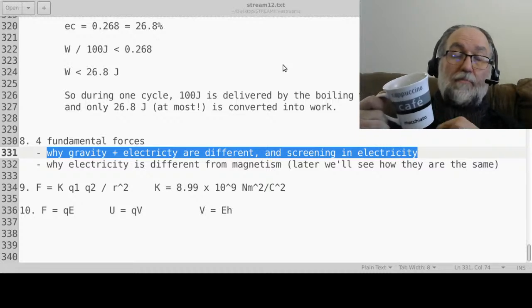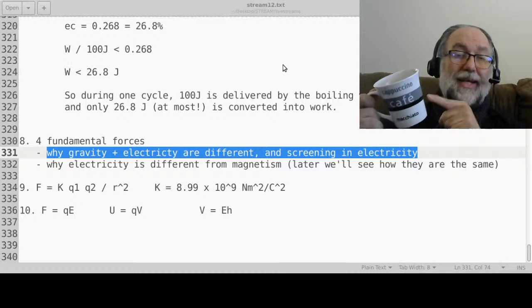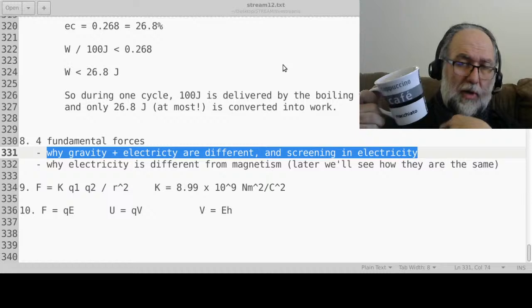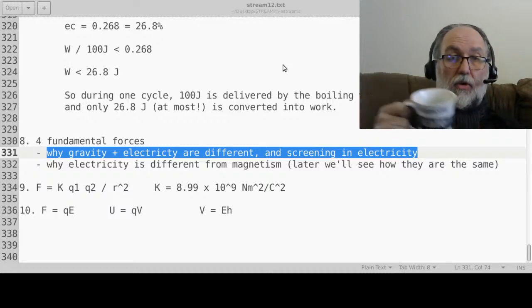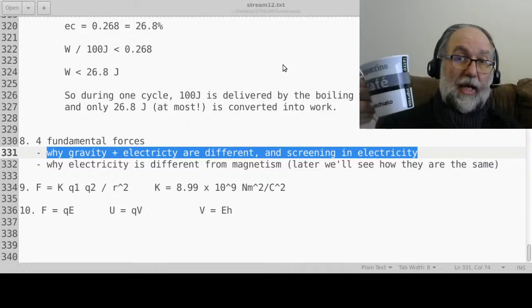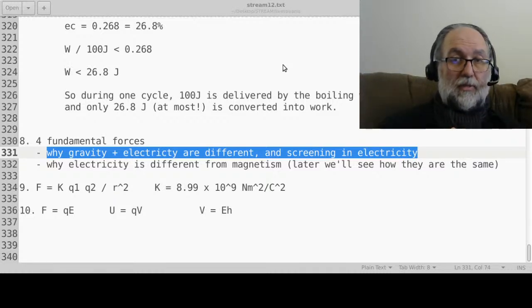And you go, why? Well, because my electrons and protons are simultaneously being attracted and repelled from the electrons and protons here. So there's attraction, repulsion, attraction, repulsion. They tend to add up to zero. That's called screening. That's this business of it adding up to zero. Whereas gravity just adds, and adds, and adds, and adds. So that's the difference between the two.